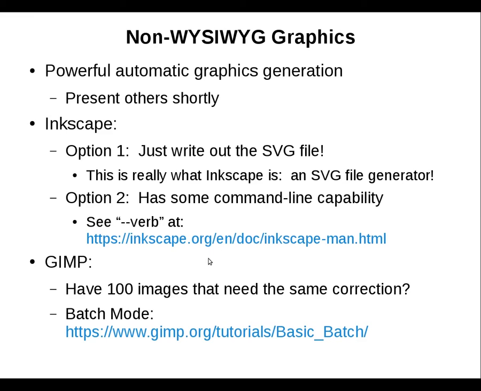which are somewhat limited for Inkscape. However, with GIMP, you have something called a batch mode. So for example, if you've got 100 images and they all need the same photographic correction, the same color balance, the same brightness or darkness, GIMP's batch mode will allow you to apply the same operation to all of those files. So you can essentially script your batch mode. At that link there, they've got an example of what they call script-fu that they use for this purpose. However, there are many other ones.